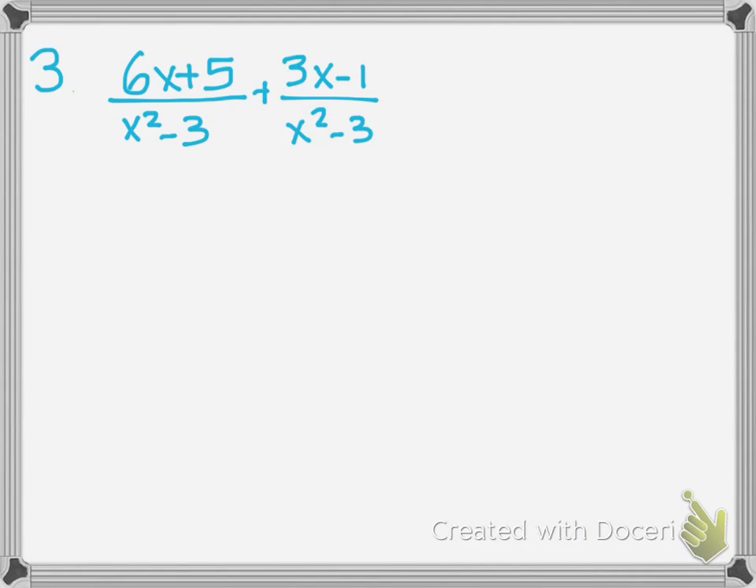Since we have the same denominator, we're going to just add the numerators together, and we're going to get 9x minus 4 all over x squared minus 3.